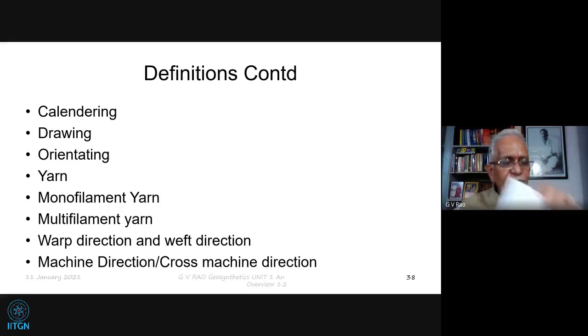In the early days, our ministry's specifications used to prescribe this for subgrades and for pavements. We also call it singeing, or calendaring, in which case one side becomes rough, because it is molten, and the other side is like normal geotextile. So that is what we call calendaring.